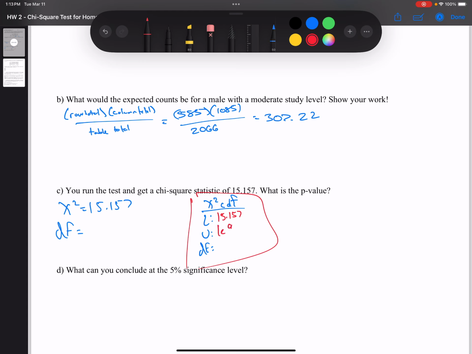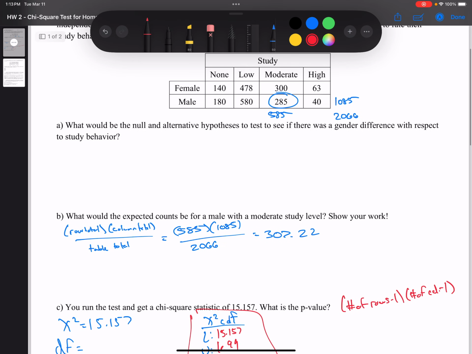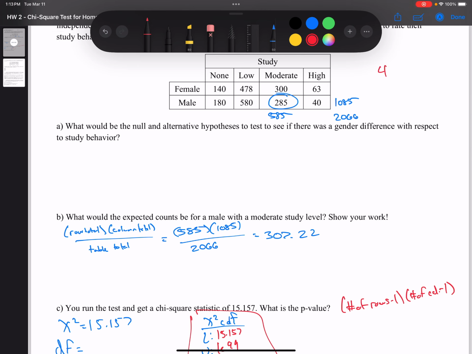The upper bound is always going to be positive infinity. And our degrees of freedom, remember, in a test for homogeneity, we do the number of rows minus 1 times the number of columns minus 1, okay? We have, let's see, 4 columns. So 4 minus 1 is 3.